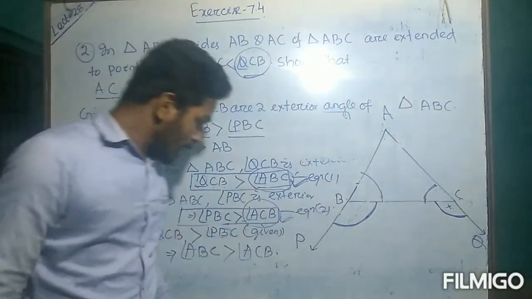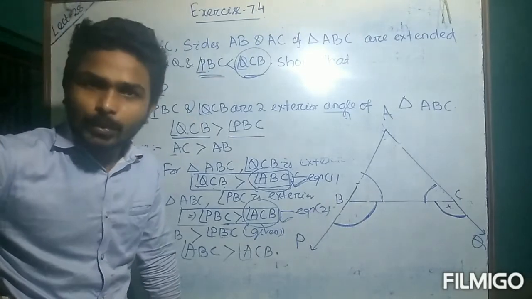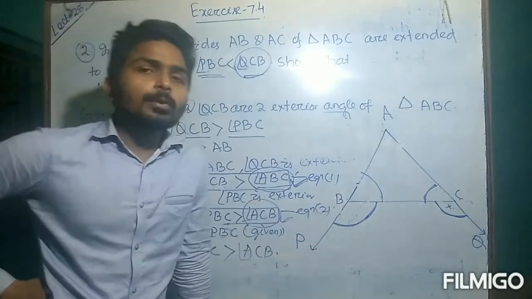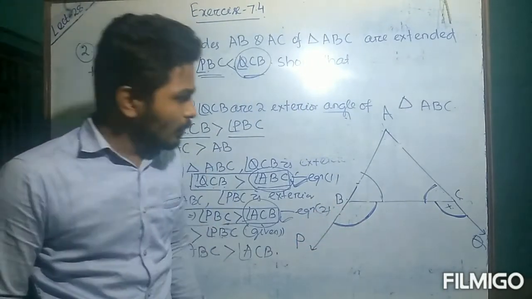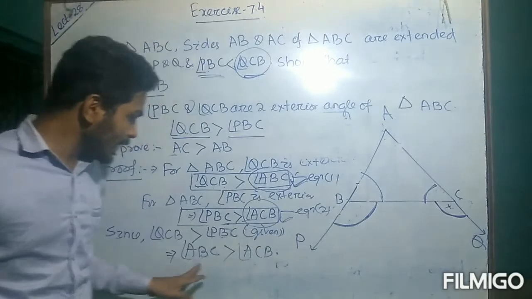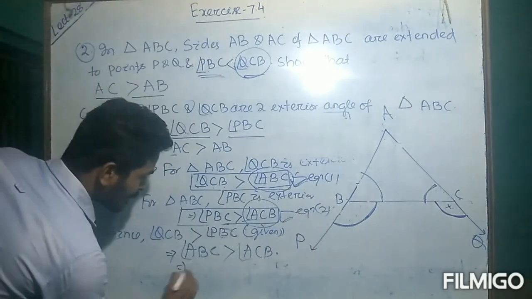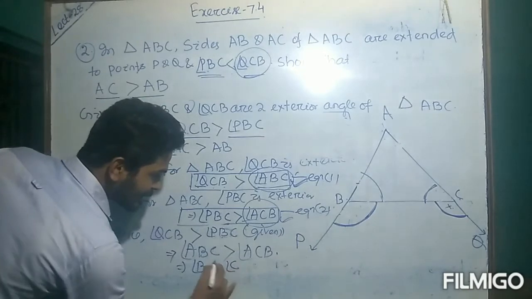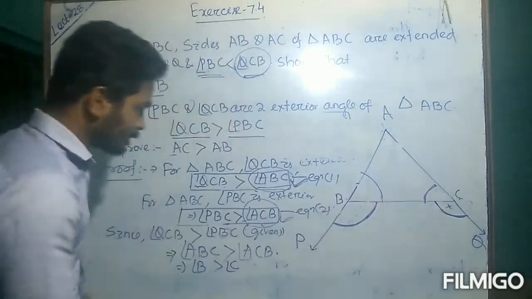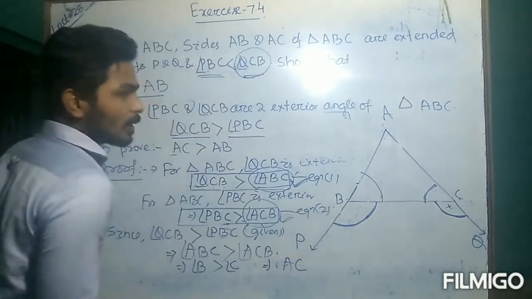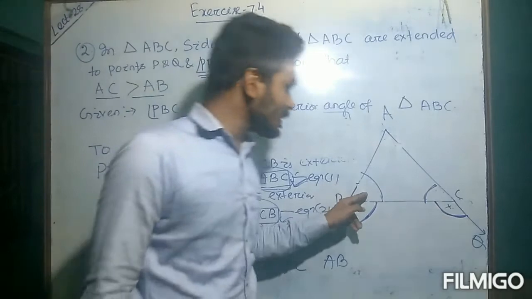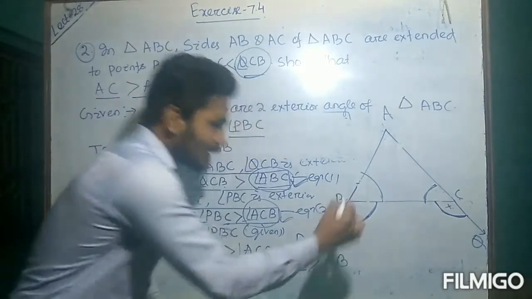Now, remember theorem number 7.7. According to theorem 7.7, if in a triangle any two angles are different or unequal, then the opposite side of the larger angle is longer. So in between these two angles, which angle is greater? Definitely angle ABC. ABC means angle B, ACB means angle C. So definitely angle B is greater than angle C. What is the opposite side of angle B? AC. And what is the opposite side of angle C? AB. So definitely, according to theorem 7.7, the opposite side of the larger angle is larger. So AC is greater than AB.